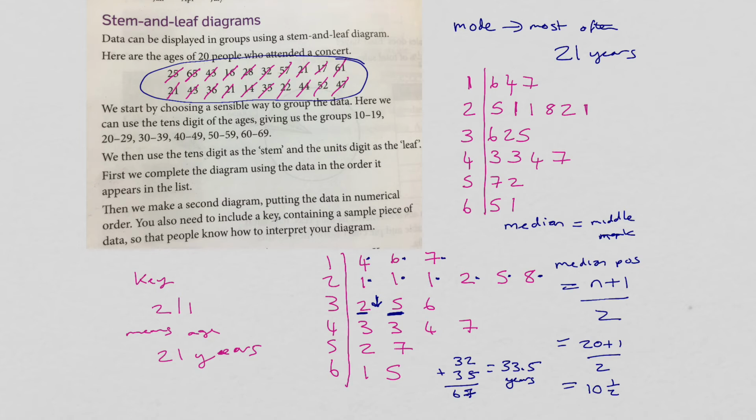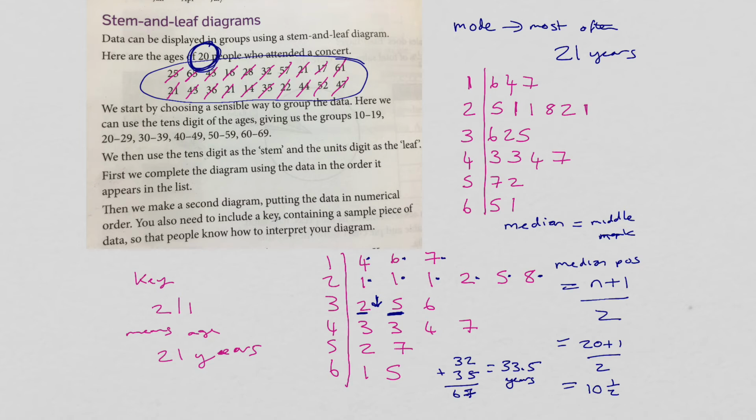But if they gave you only a stem and leaf diagram, you'd say 14 plus 16 plus 17 plus 21 plus 21 plus 21, etc. Add them up, divide them by 20. Note, they almost always tell you how many people are involved. So you should check your stem and leaf diagram. If you have 19 things on there, then you've forgotten one and it's wrong and you're going to lose your marks. So you need to be careful, check that there's still 20.